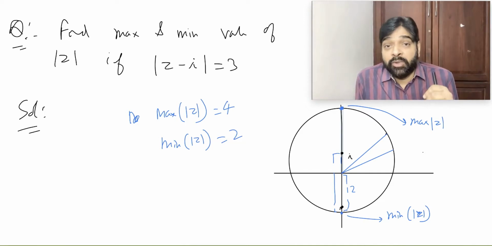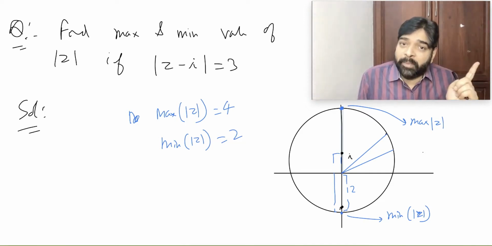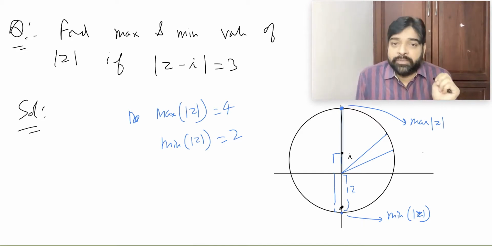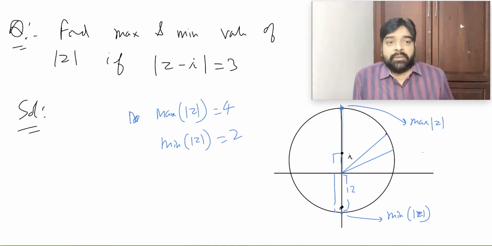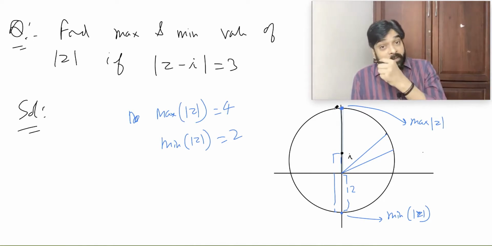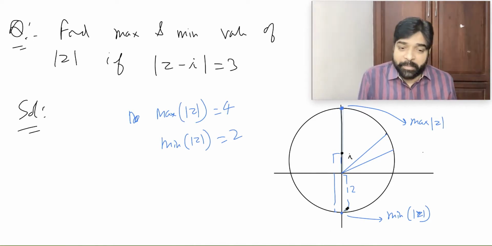They may ask you, what will be the argument of z when mod z becomes maximum? I will say pi by 2. When it reaches here, then mod z will be maximum. So argument z here will be pi by 2. What will be argument of z when mod z is minimum? I will say minus pi by 2, because it will be here. I am sure it's clear to everybody.